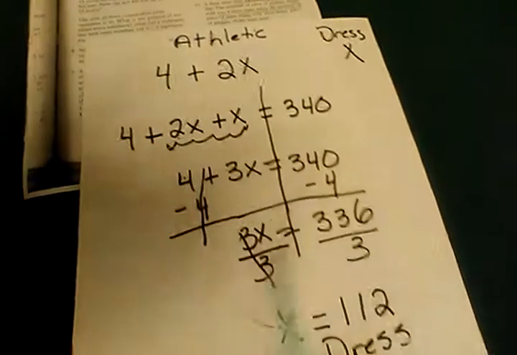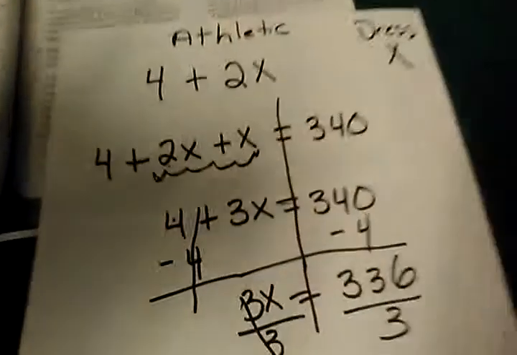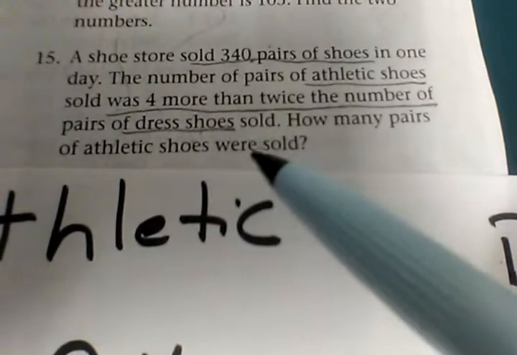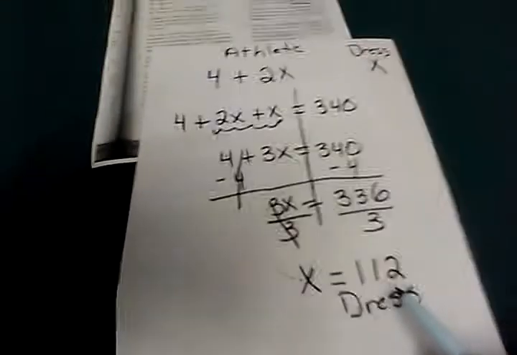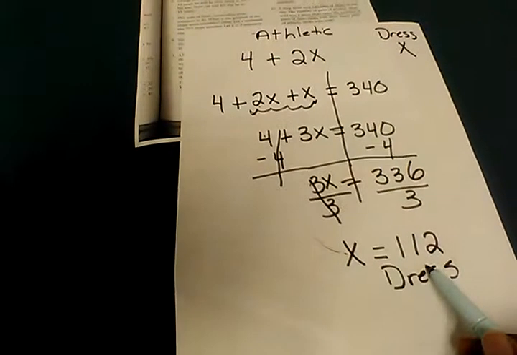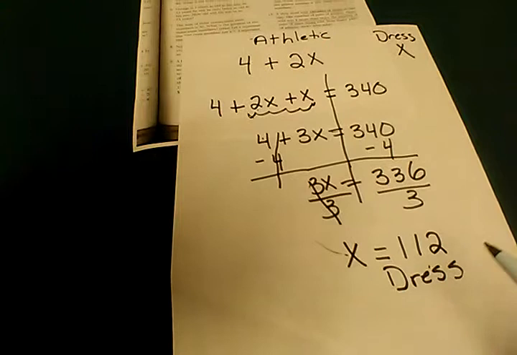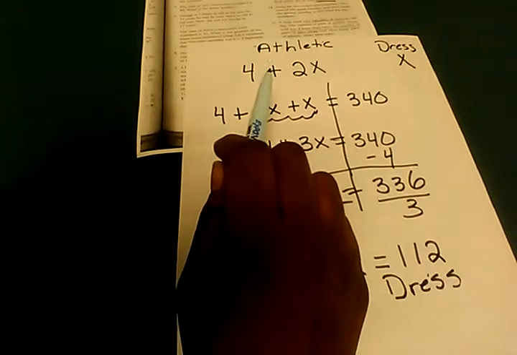Well, I want to go back and make sure that's what they were asking me to do. So let me go back to my problem. Question in my problem says, how many pairs of athletic shoes were sold? Well, wait a minute. I did the math, but the math has only given me dress shoes. So that's not the answer to my problem. My problem wants to know about athletic shoes.